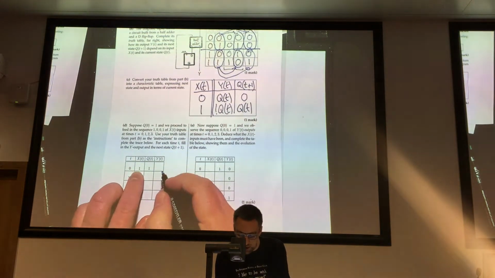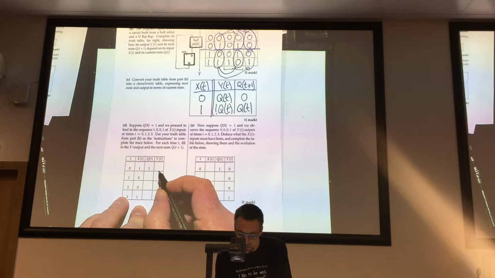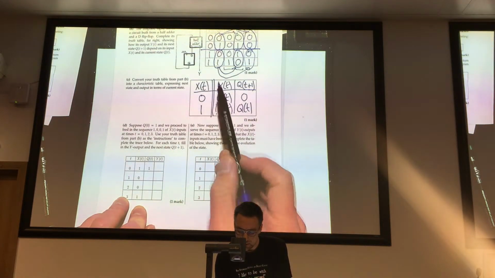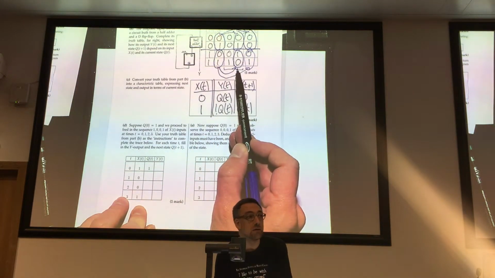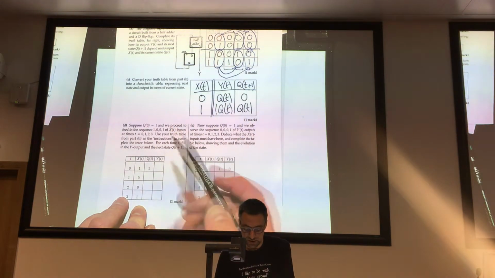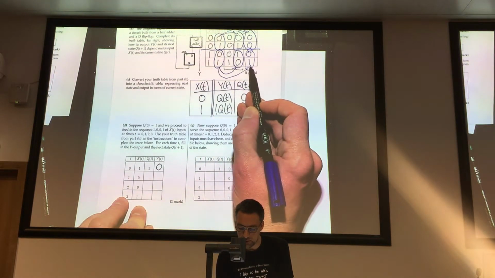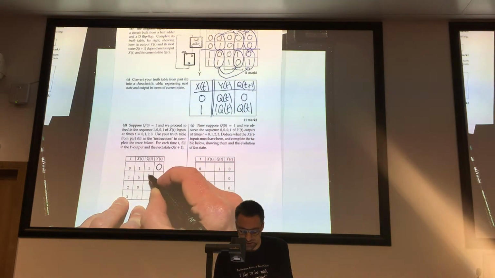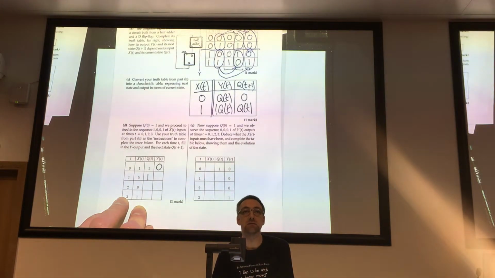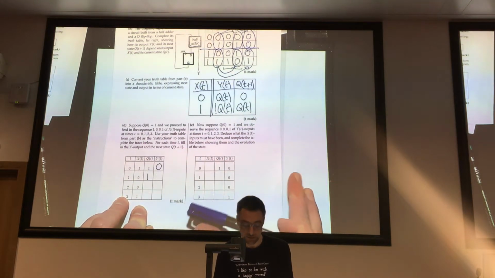So if x is 1 and q is 1, what will the output be? So the output's this column. So the output will be 0. And the new state you can read off from this column will be 1. So that goes in the q column on the next line. Everyone see what's going on? Just using the truth table as a cheat sheet.